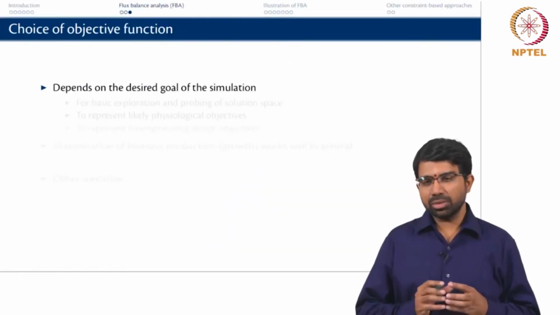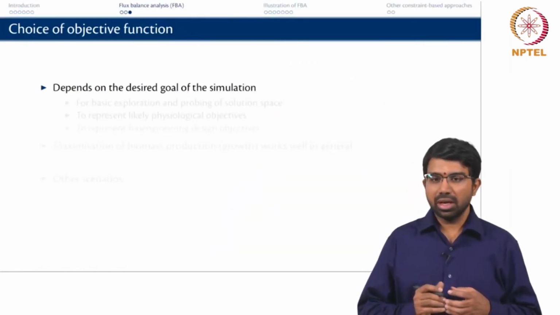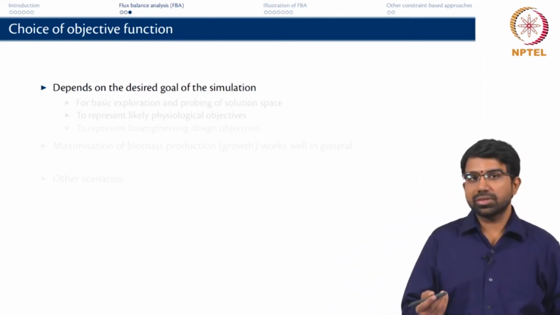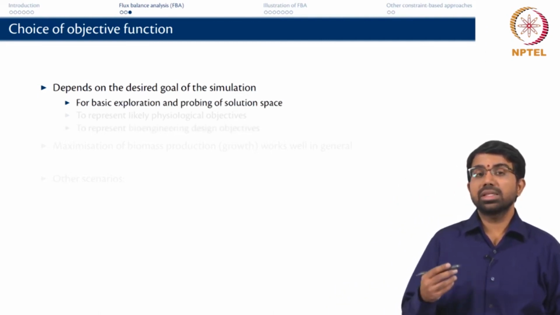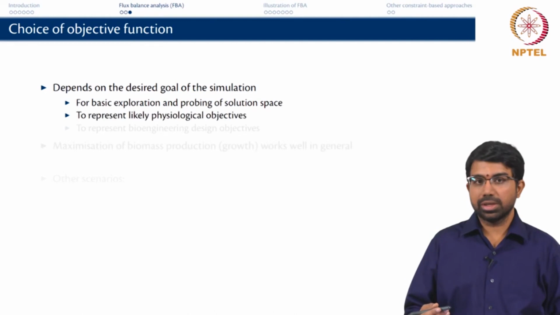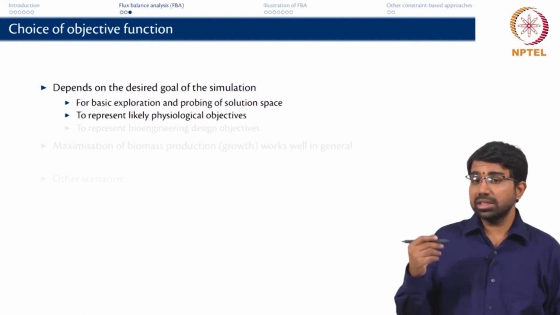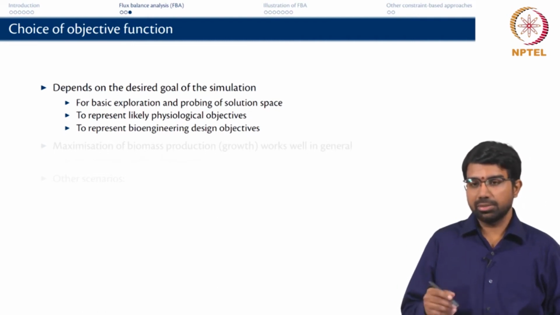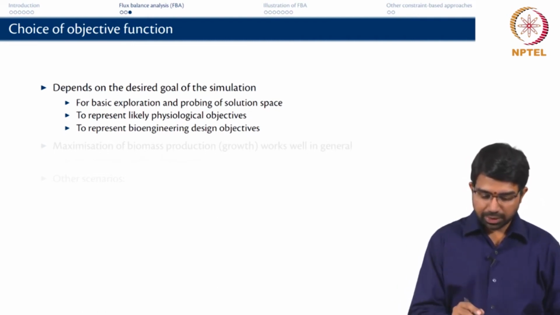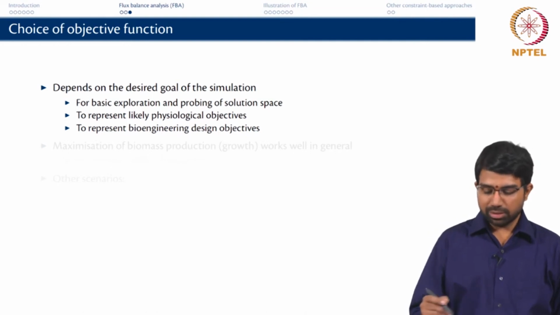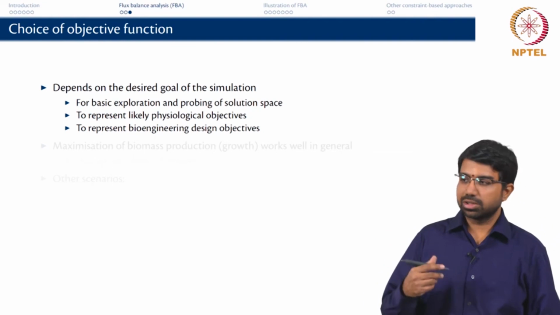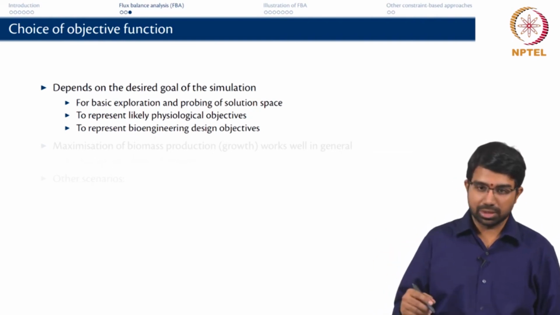And this is where I want you to have a more fundamental understanding of FBA, and let's see what that is. One obvious way to pick the objective function is based on the desired goal of the simulation, maybe for basic exploration and probing of the solution space, or to represent likely physiological objectives, or to represent bioengineering design objectives. Let us just look at the last two. You can imagine what exploring the solution space is, right? You just try different objective functions to see what kind of configurations are admissible in the cell.